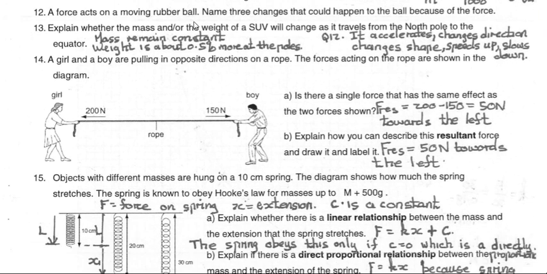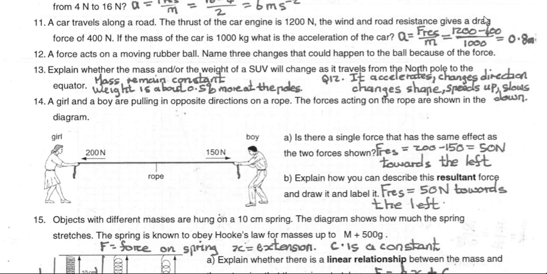12. A force acts on a moving rubber ball. Name 3 changes that could happen to the ball because of the force. So it could start to move. It could change its velocity, so it could change its speed, or change its direction, or it could change its shape.